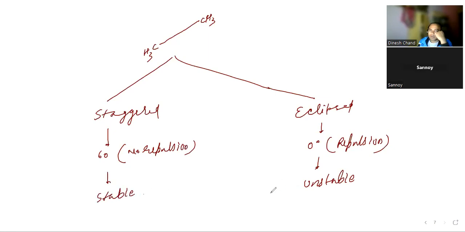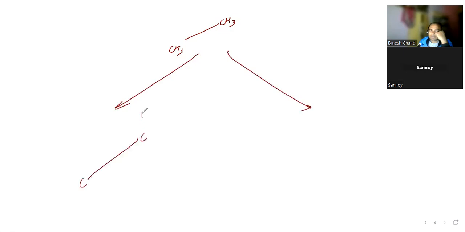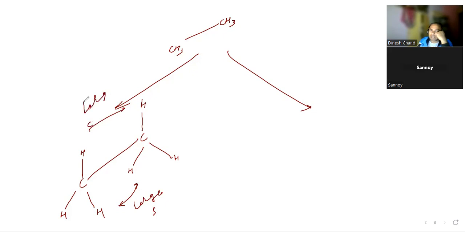Now, here you can draw the structure. CH3 and CH3. So how are you going to get here? This is the structure. Here the angle is a very large angle. You will find large, so large here also. If the angle is large, that is going to be staggered. Now you are going to rotate this.